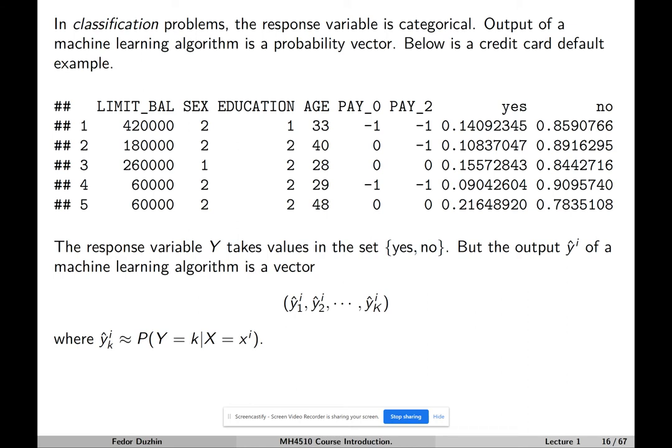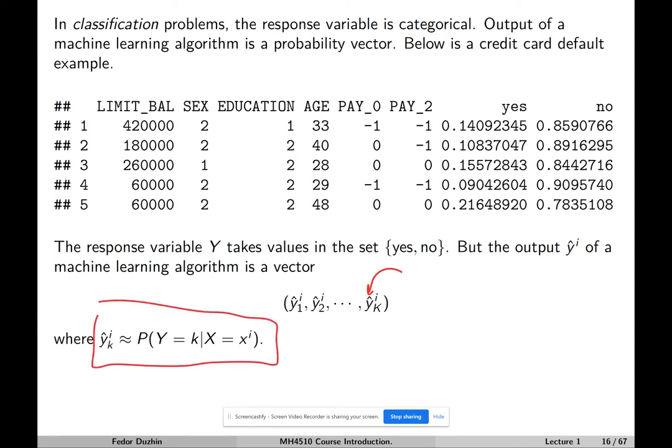What we have here, we're going to denote with hats, because the output of a machine learning algorithm is always denoted by something with a hat, right? This hat means that this is not the observed data, this is our prediction. And our predictions are always a vector of probabilities. So y hat i1 is the probability that the outcome belongs to the first categorical class. The y hat i2 is the probability that the outcome belongs to the second categorical class, and so on and so forth.